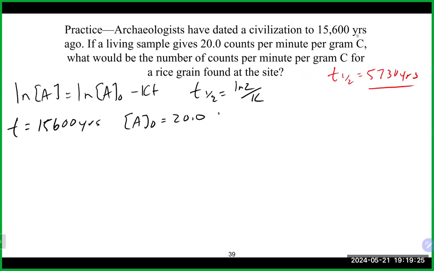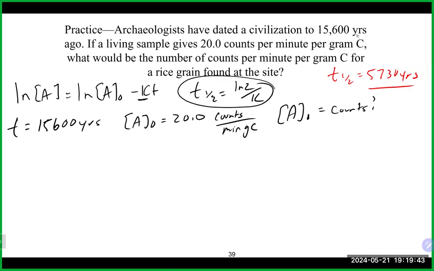So counts per minute per gram of carbon. We are looking for what the final counts here will be, our rate, basically. And once again, here we will need to use our half-life equation to find our decay constant, which is what's missing. And since we just did it in the last problem, we will use the same one, since we're still using carbon in this case.